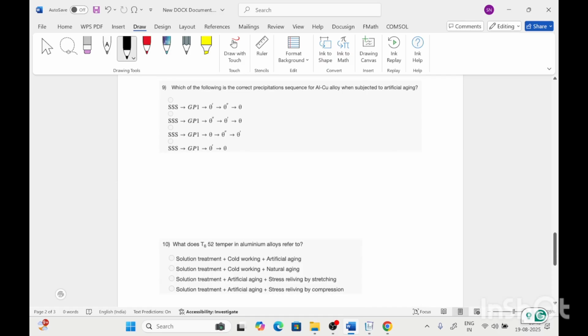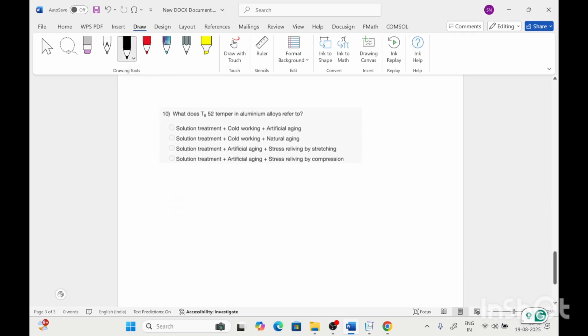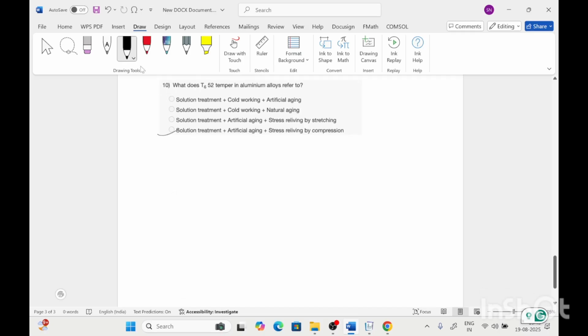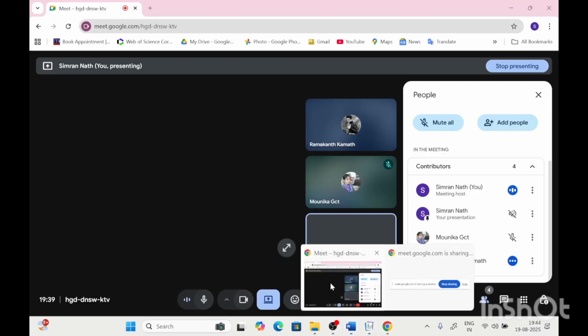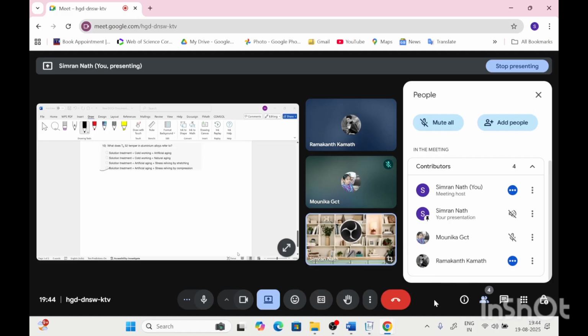Next question is, which of the following is the correct precipitation sequence for aluminum copper alloy when subjected to artificial aging? Second one. Yes. Next question is, what does T652 temper in aluminum alloy refer to? Fourth one. Yes. So that's all for today's class.